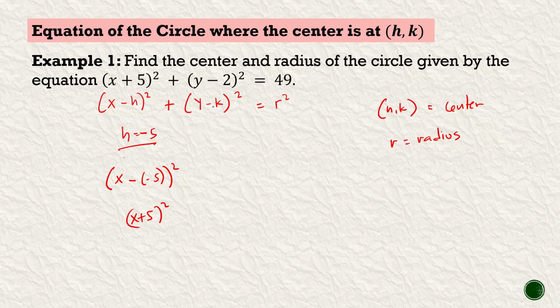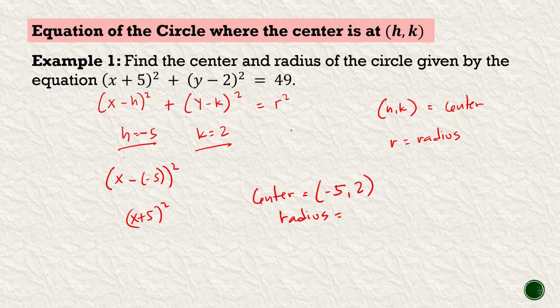So obviously here k is equal to +2. Okay, and again, the only way you can have a y - 2 is if your k is +2. Alright, so now we know the center, and the center is at (-5, 2). Alright, so the radius. What about the radius?